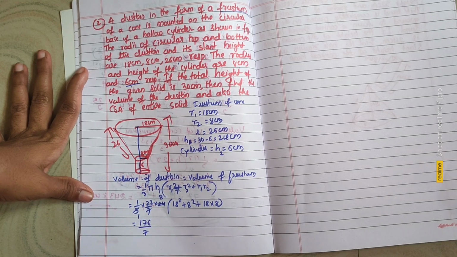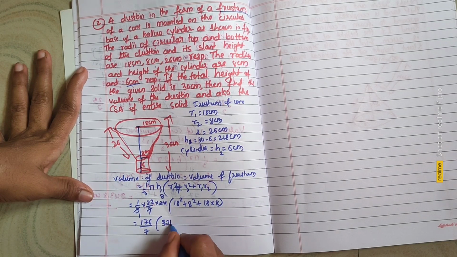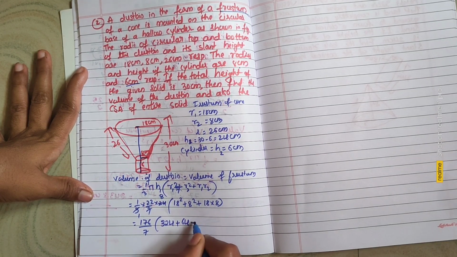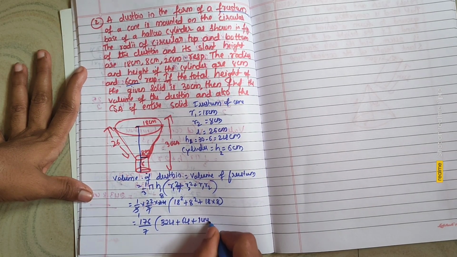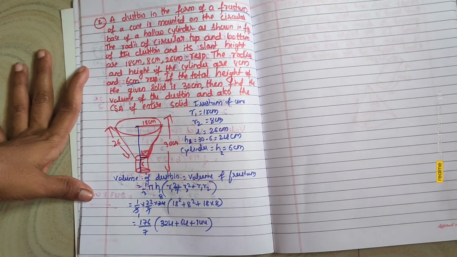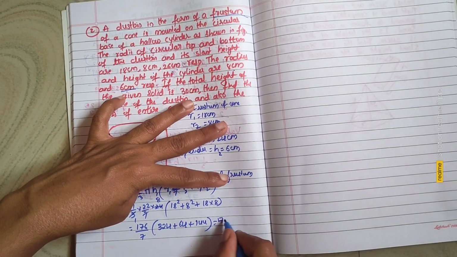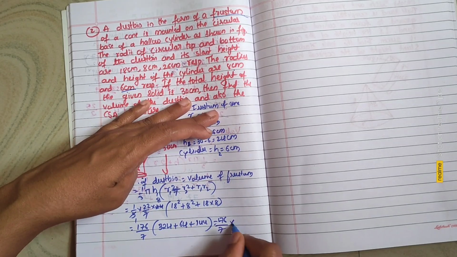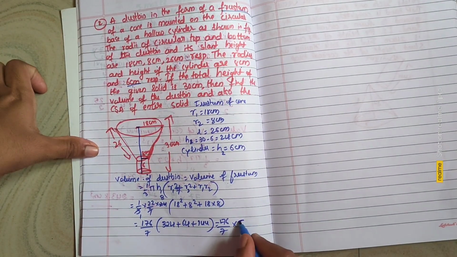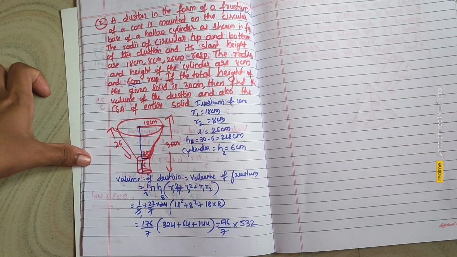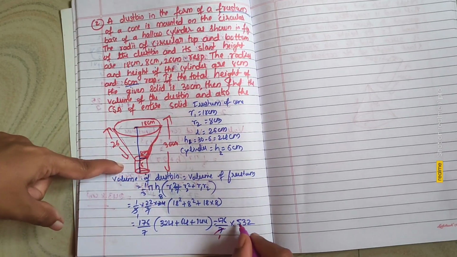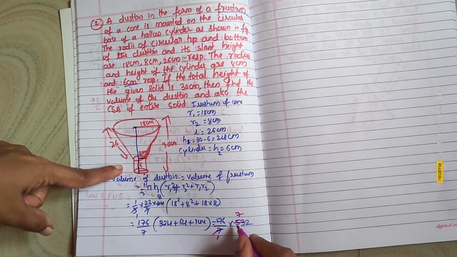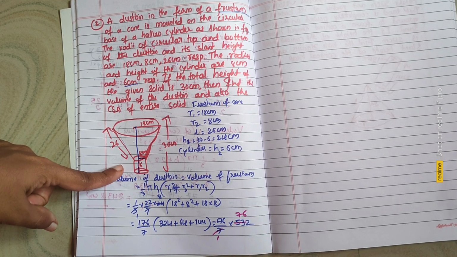22 8s are 176. Then here 18 square is 324, plus 8 square 64, and 18 into 8 is 144. On adding everything here, this is 176 divided by 7 into, on adding everything, we have 532. Now this is cancelling. 7 1s are 7, 7 7s are 49. We are left with 4. 7 6s are 42.